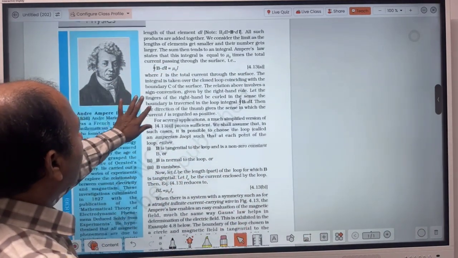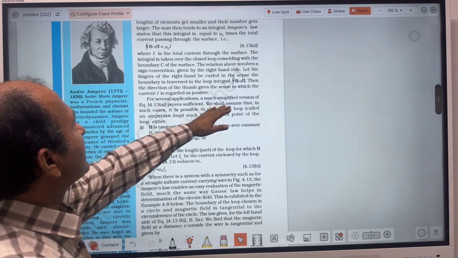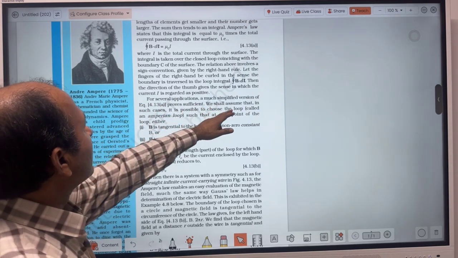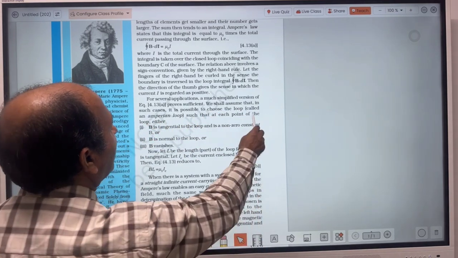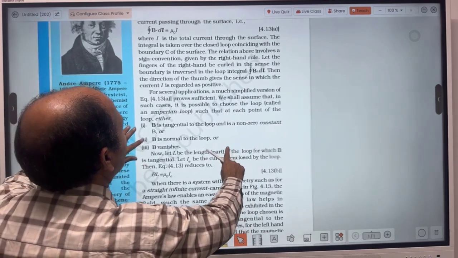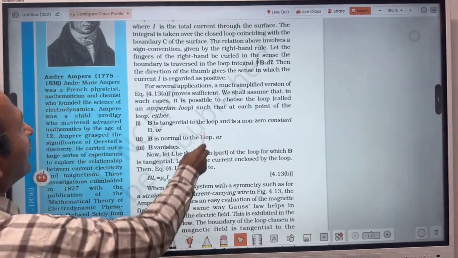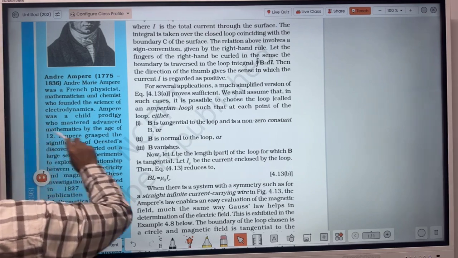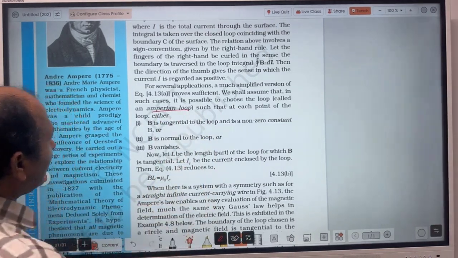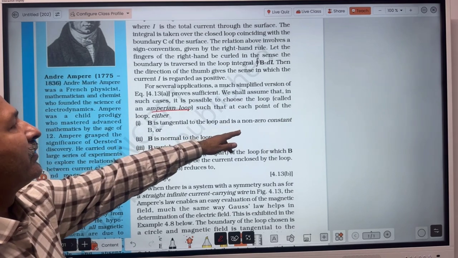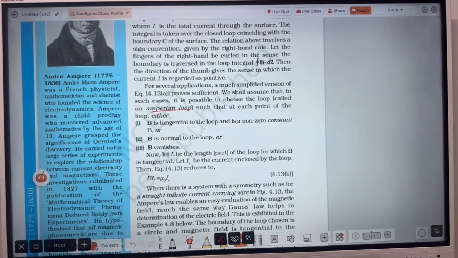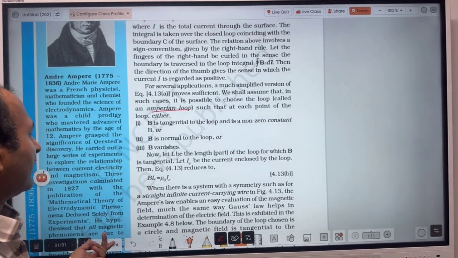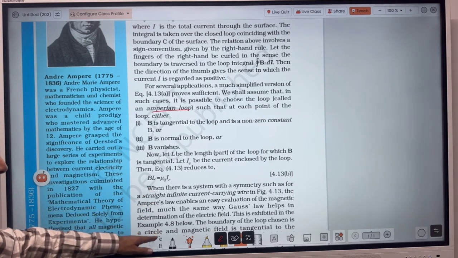The same thing is explained here. For several applications, a much simplified version of that proves sufficient. We shall assume that in such cases it is possible to choose the loop called Amperian loop. Keep in mind the loop that we considered that was carrying current. So that is called Amperian loop. This is an important point. B is tangential to the loop and it is non-zero. Constant. B is normal to the loop, B vanishes. So three situations are there. If there will be no current, then definitely B will not be there. So this is the result that we have derived.